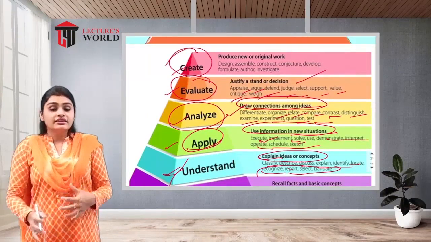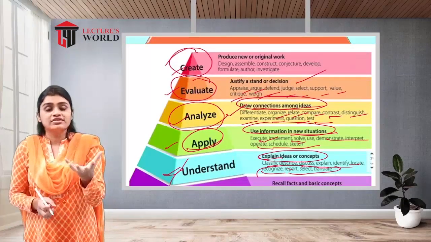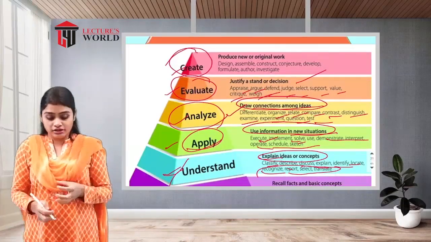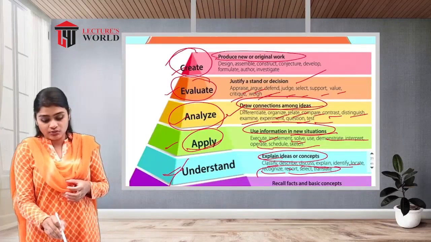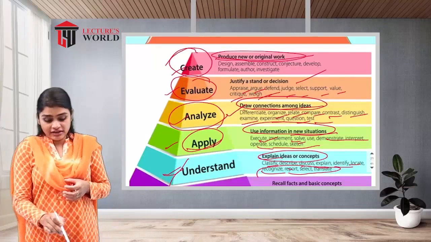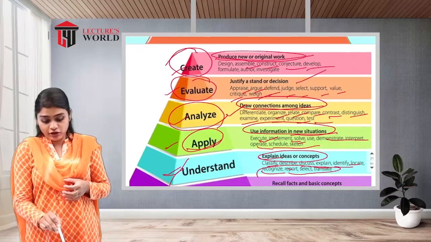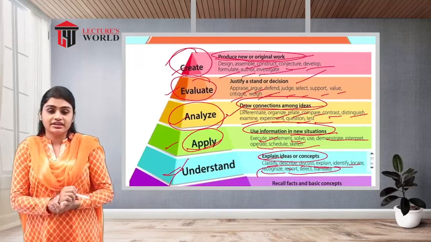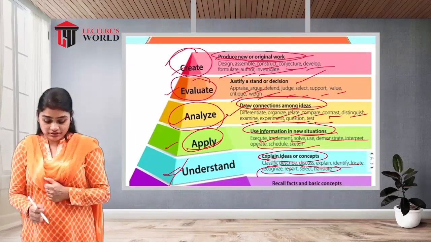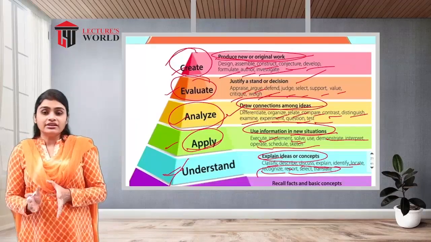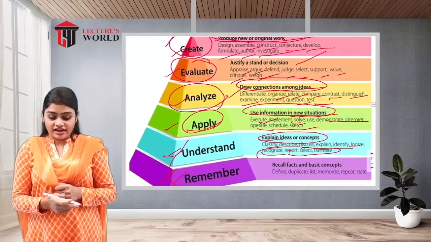And at the end, as a result of doing all this, something new we are going to create. So that is the production of something new, creating something new. That is produce new or original work. And for that, design, assemble, construct, conjecture, develop, formulate, author and investigate. This type of keywords will be used for create. So these are the levels of thinking based on Bloom's taxonomy.